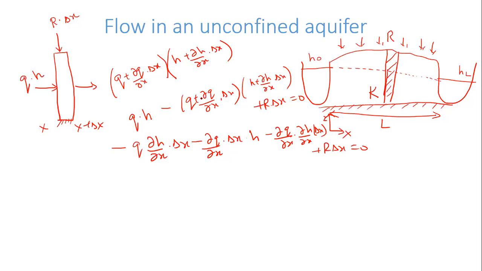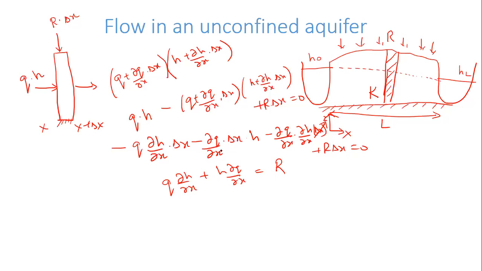So I'm left with Q times dou H by dou X, that's the first term, times delta X, minus dou Q by dou X into delta X times H, minus dou Q by dou X into dou H by dou X into delta X square. Now naturally delta X square is very small, so I ignore it. If delta X is small, then delta X square is even smaller, so that term goes away. So then I'm left with, let me write this in shorthand: Q times dou H by dou X plus H times dou Q by dou X equal to R. Does everybody agree with this?